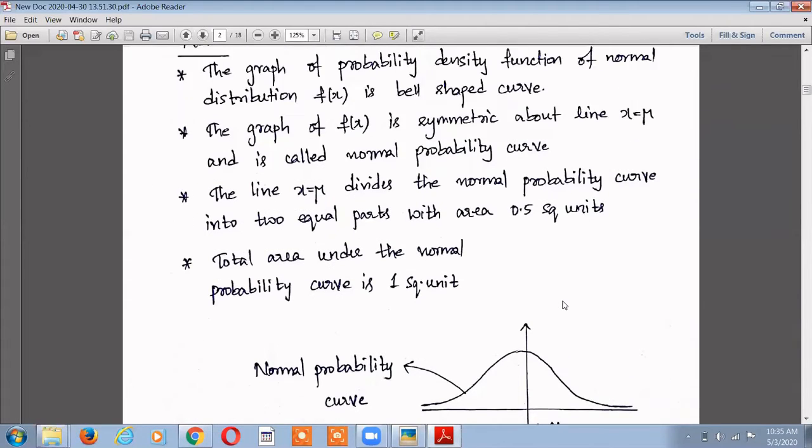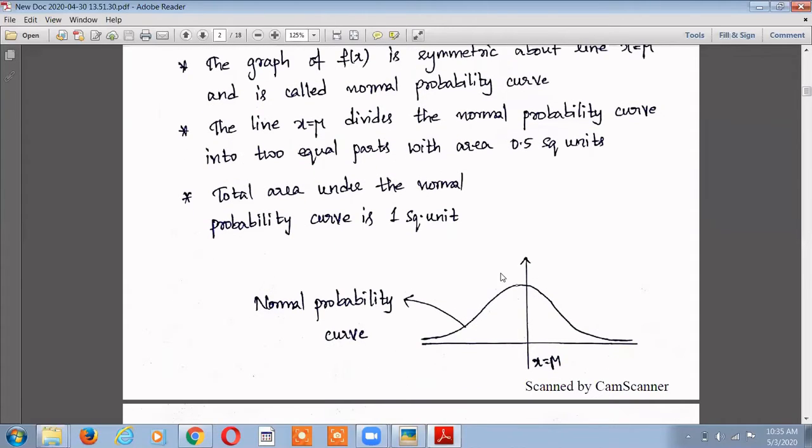And the second one: the graph of f of x is symmetric about the line x is equal to mu and is called the normal probability curve. We can see the line x is equal to mu here. This line is dividing the complete curve into two equal halves, right? This is a normal probability curve, divided by the line x is equal to mu, and the region in the first quadrant is symmetric about the region in the second quadrant here.